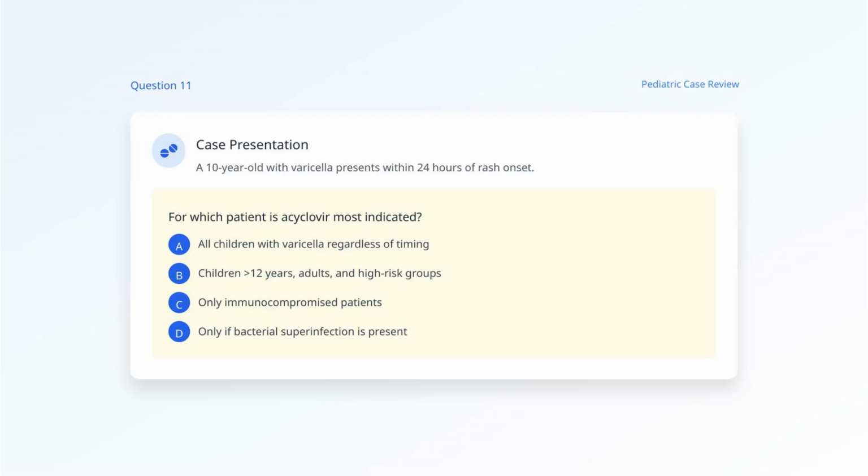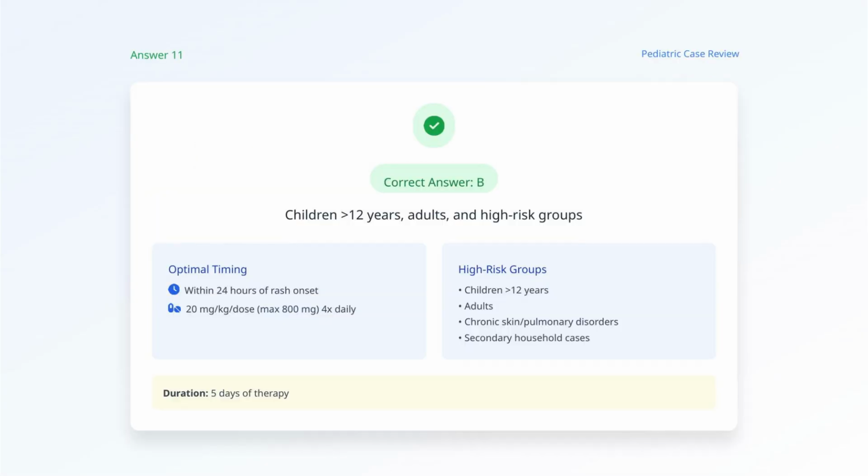A 10-year-old with varicella presents within 24 hours of rash onset. For which patient is acyclovir most indicated? A. All children with varicella regardless of timing. B. Children over 12 years, adults, and high-risk groups. C. Only immunocompromised patients. D. Only if bacterial superinfection is present. The correct answer is B.